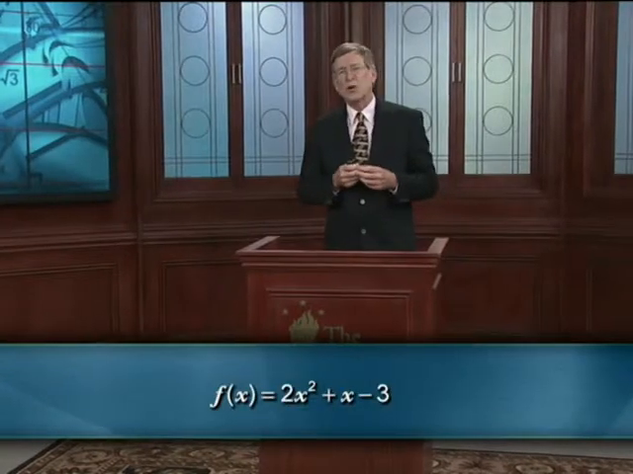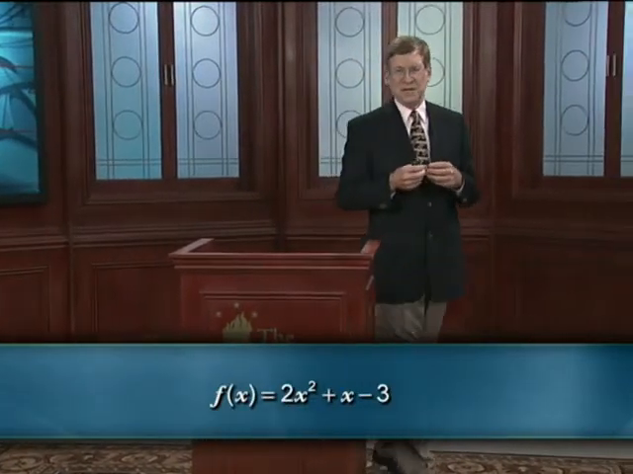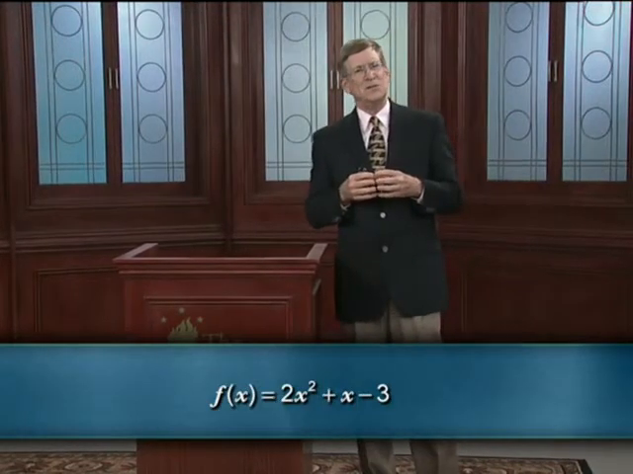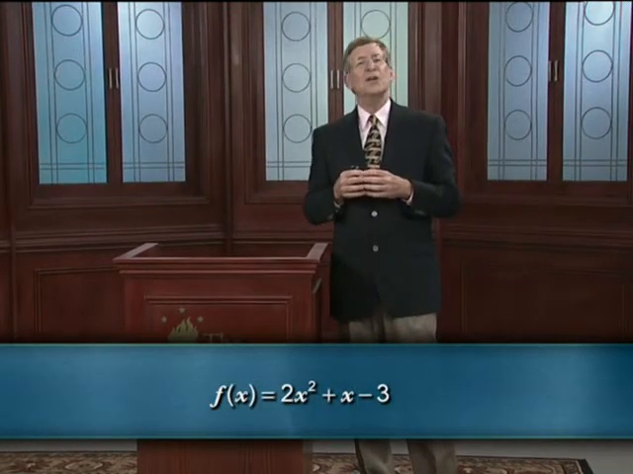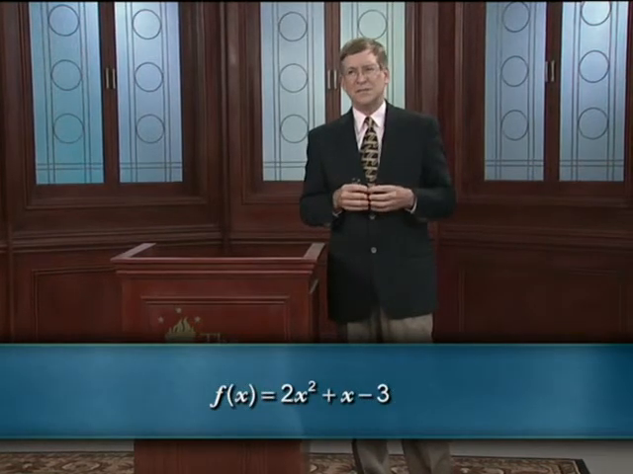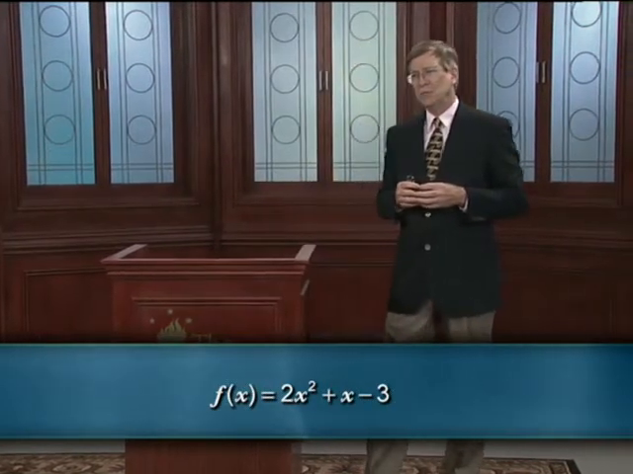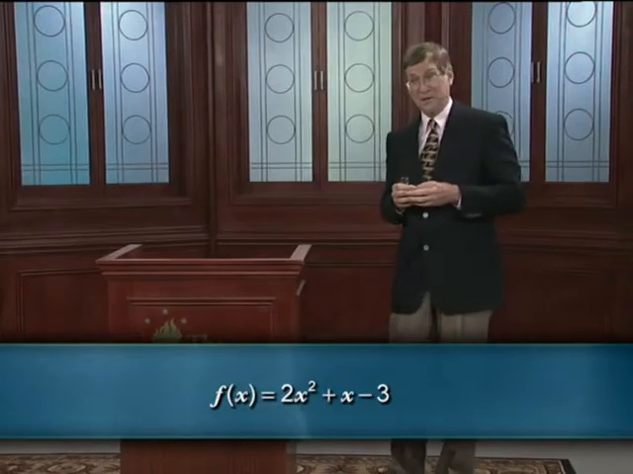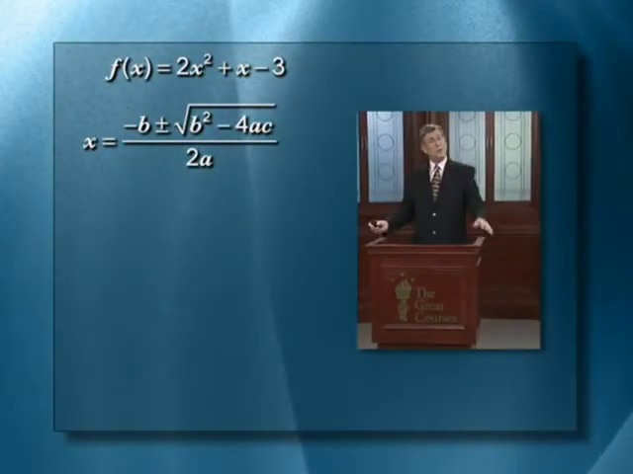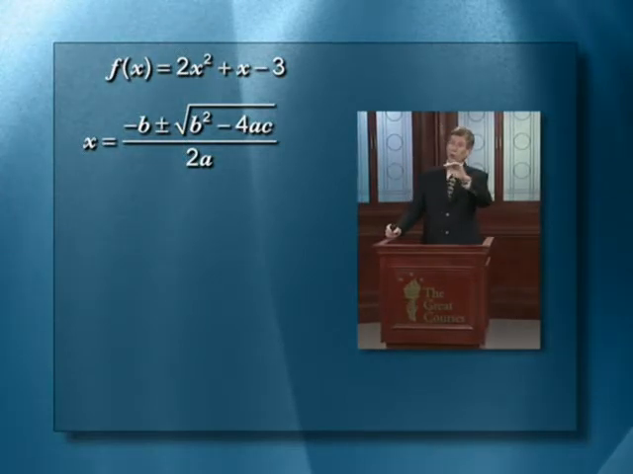Okay, let's use it. Let's look at an example like 2x squared plus x minus 3. There's our quadratic polynomial, 2x squared plus x minus 3. I want to find the zeros. Where does this polynomial touch the x-axis? Okay, we use the quadratic formula. Here we go. It's minus b plus or minus the square root of b squared minus 4ac, all divided by 2a.